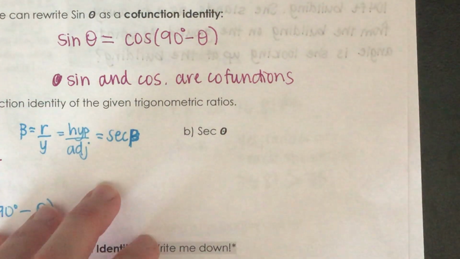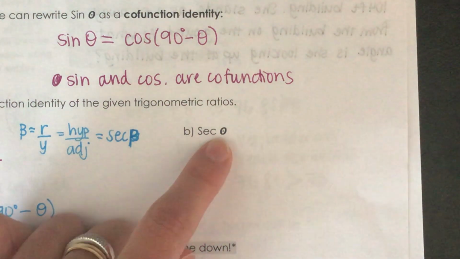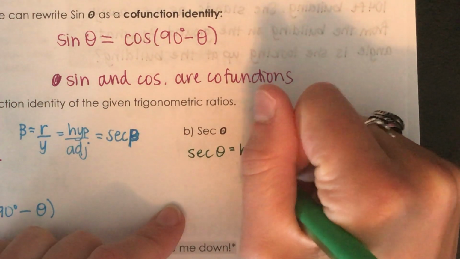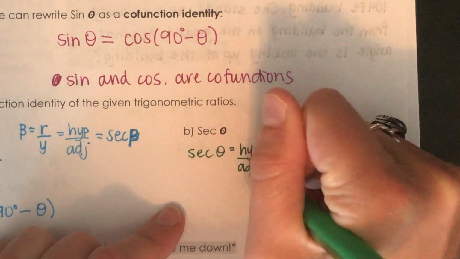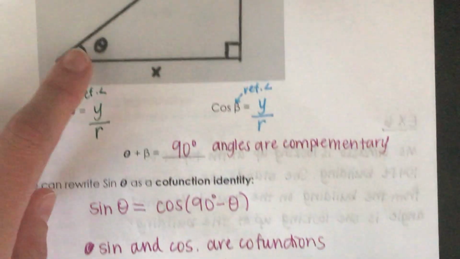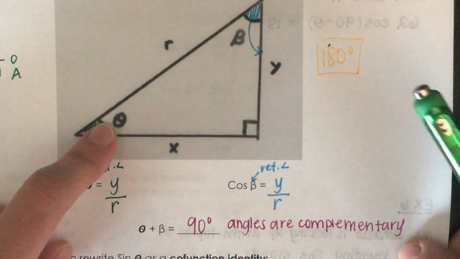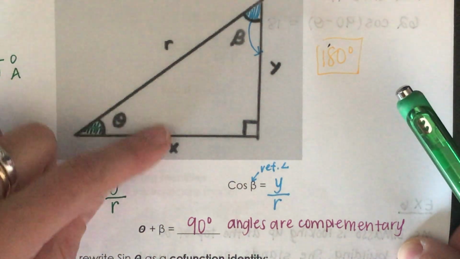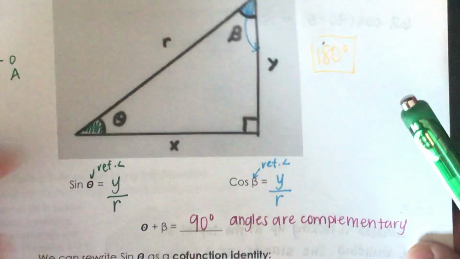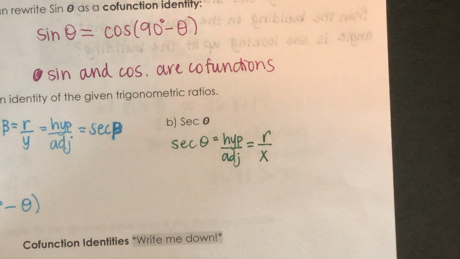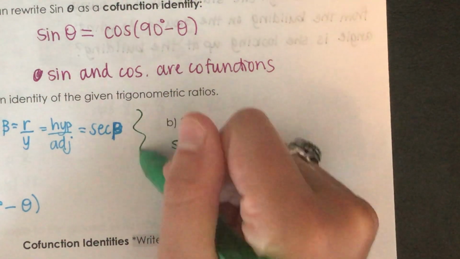Okay, now let's try the next one, letter B. Secant of theta. Okay, so secant means hypotenuse over adjacent. So if I come up to my picture, if I'm looking at theta, that's my reference angle. Hypotenuse would be r. Adjacent would be x. So it's r over x. Okay, that was my theta.